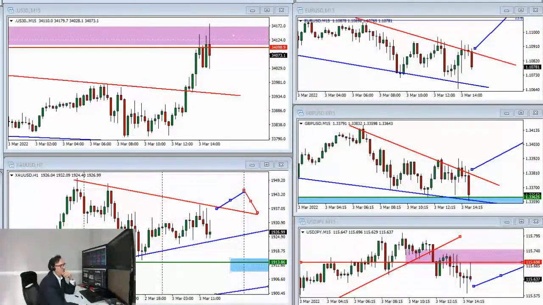I was stopped out of FTSE with a small profit, and I'm out of my Dow trade. I'm really happy with that trade.